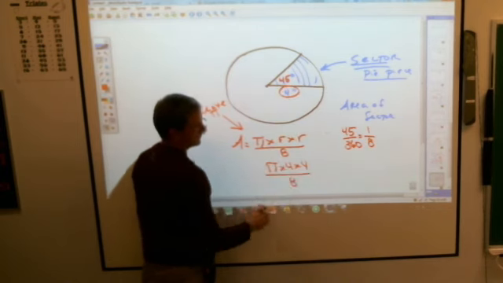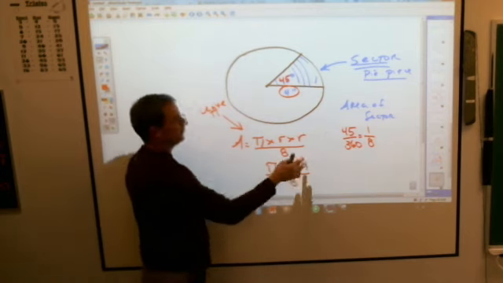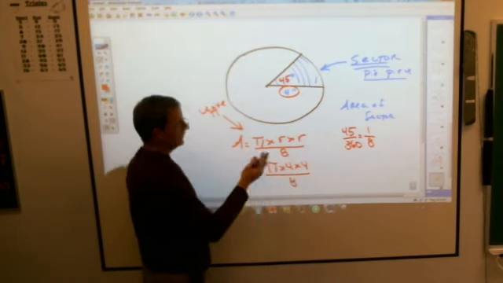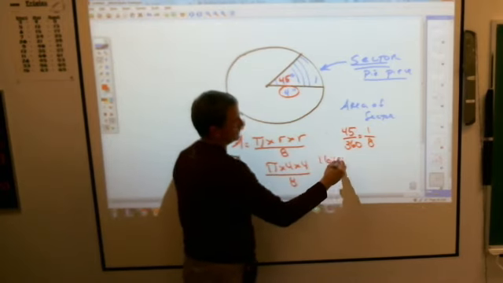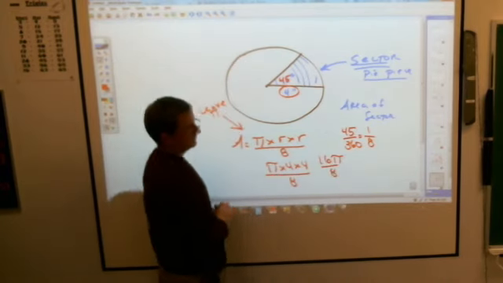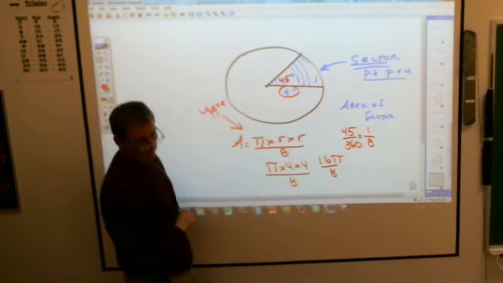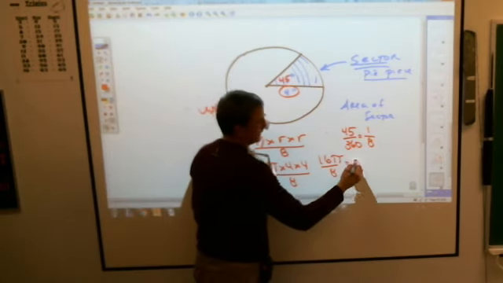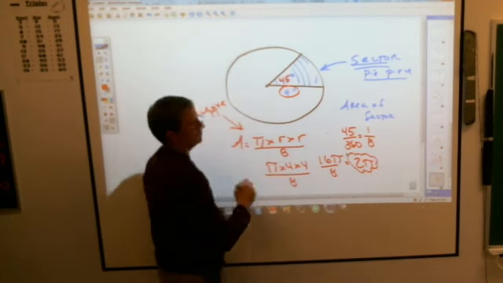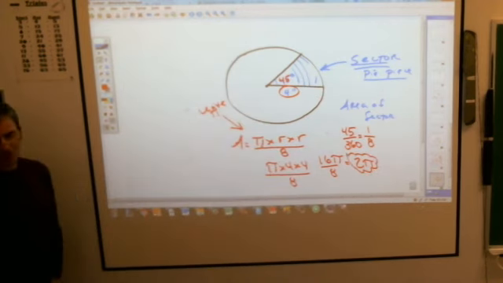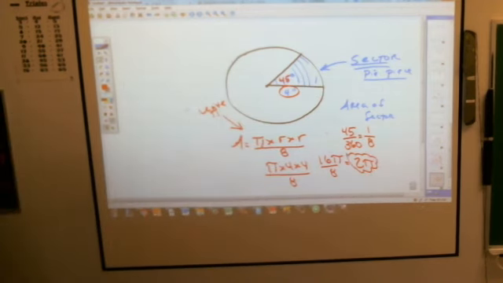Over 8. Rather than multiplying 4 times 4 or whatever, well, I guess you could do that. Sure, let's do it. 4 times 4 is 16. You get 16 pi all divided by 8. Well, what is 16 divided by 8? 2 pi. In my world, 16 divided by 8 is 2.